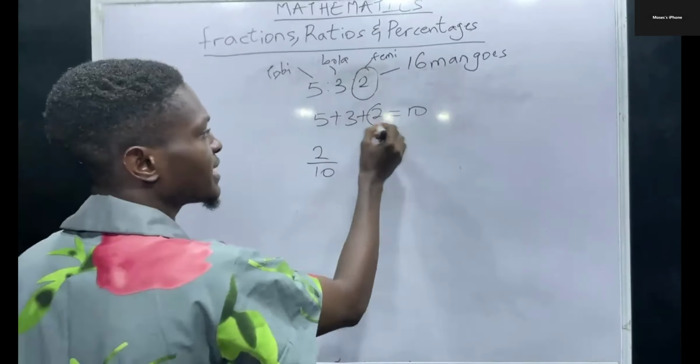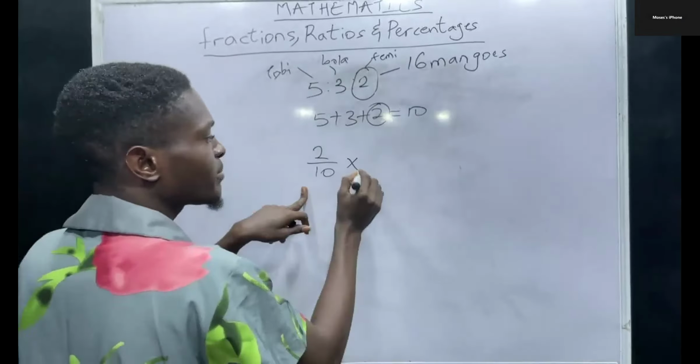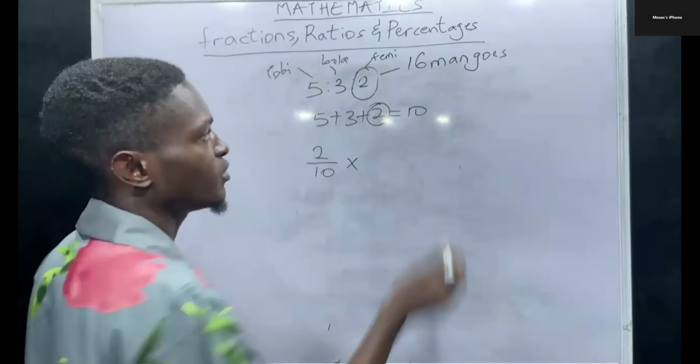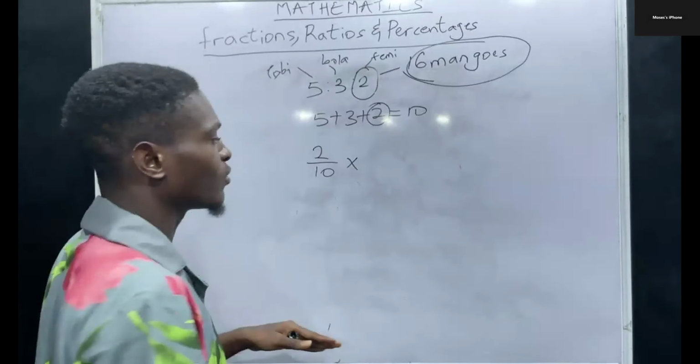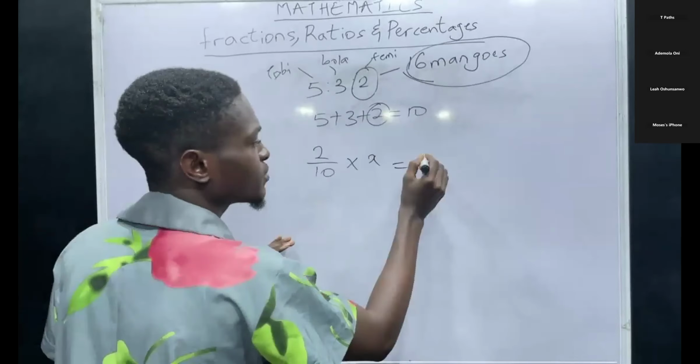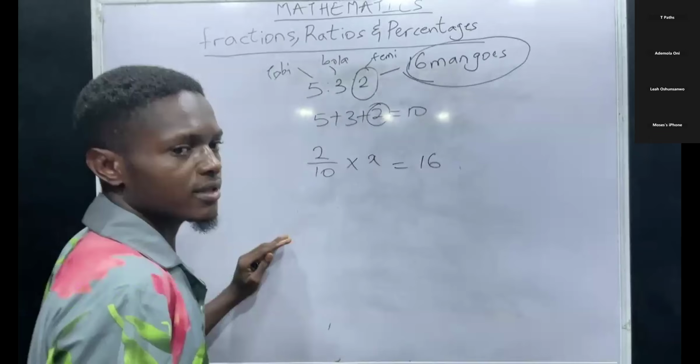2, that's Femi's part, divided by the total, multiplied by the total mangoes. We don't know the total mangoes. We are only told Femi's mango is 16. So we can denote our total mango as X. Then all of this is equals to 16. Are you guys with me?